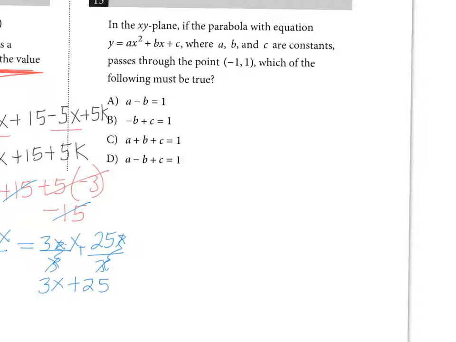But if A doesn't work, then go to D so you don't waste time. And if D doesn't work, then go to B and then continue. Okay, just some little tricks that I can give you, tips, I guess. Okay, so going over to number 13.